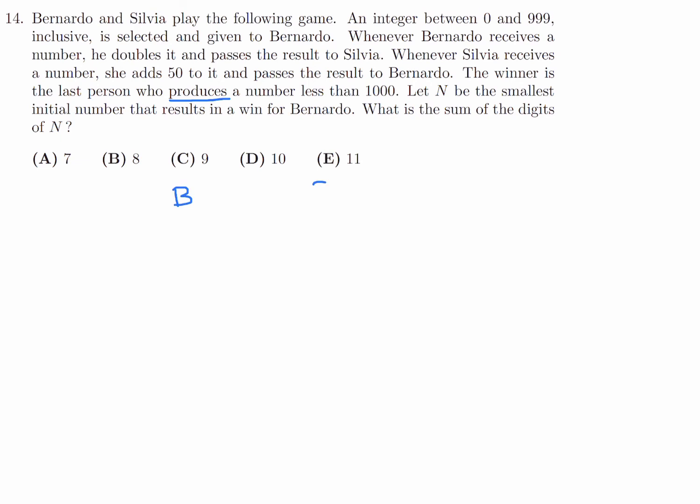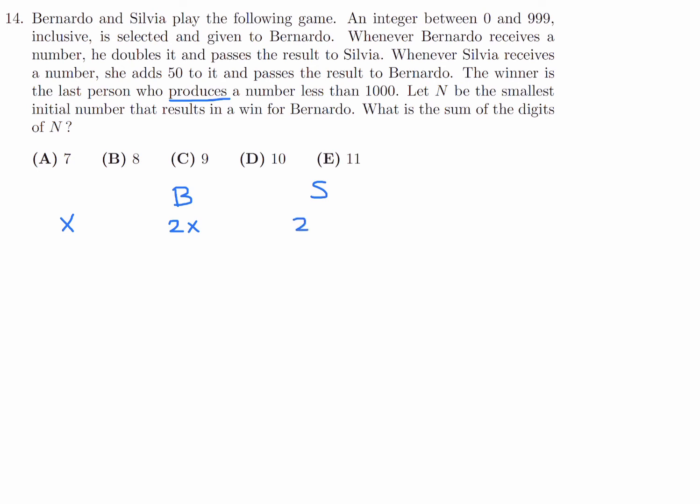We have Bernardo and Sylvia. So initially, you take some number from 0 to 999, and then you give it to Bernardo. He then doubles it. And this is the number he produces. So it's very important to allocate these numbers properly, because if you allocate it to Sylvia, then the question will get all messed up. Then, this is the number he produces. He then passes it to Sylvia.